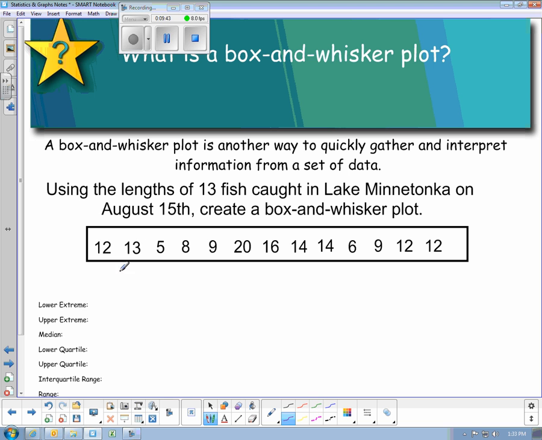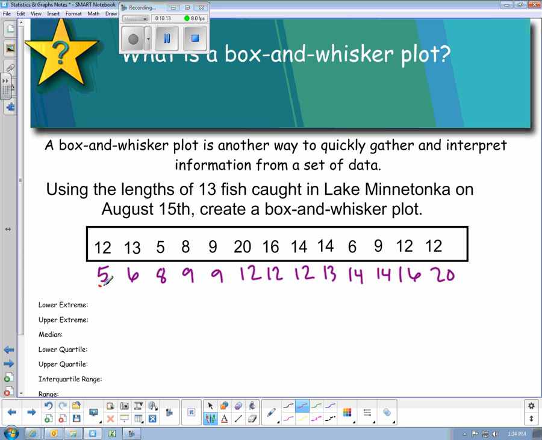The very first thing I need to do is list my data in order. If I put it in order from least to greatest, it would look like this: 5, 6, 8, 9, 9, 12, 12, and 12. There's three 12s there. And then a 13, 14, 14, 16, and 20. So there are my data points listed in order. And then I want to go through and find all of these things.